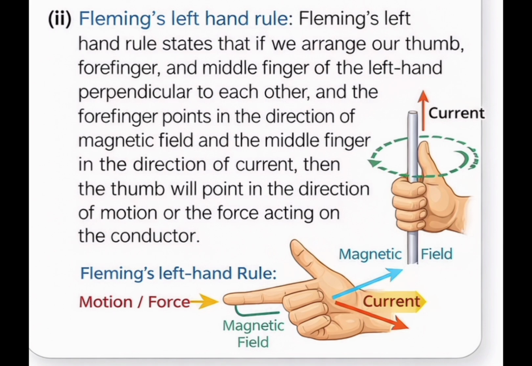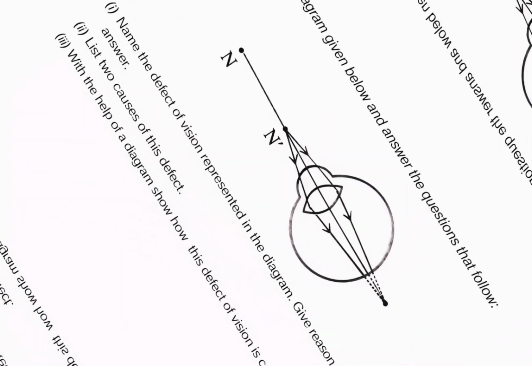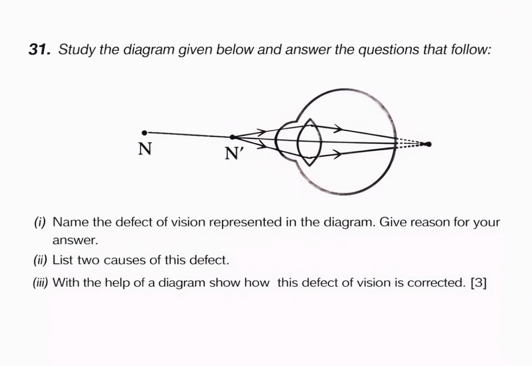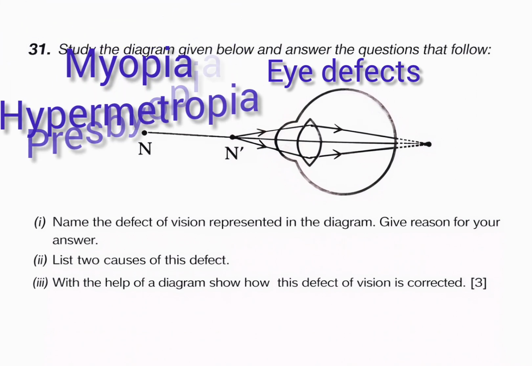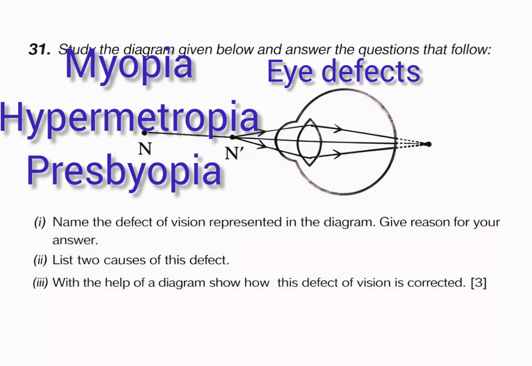Okay, let us move to question number 31. The question is, study the diagram given below and answer the question. This question is based on defects. In the Human Eye and Colourful World chapter, you have learned 3 defects: myopia, hypermetropia and presbyopia.